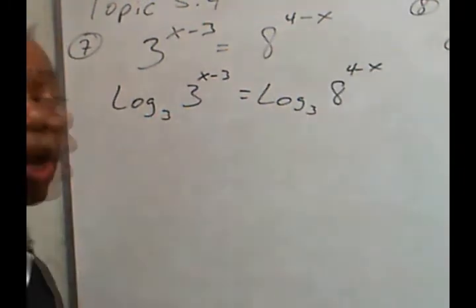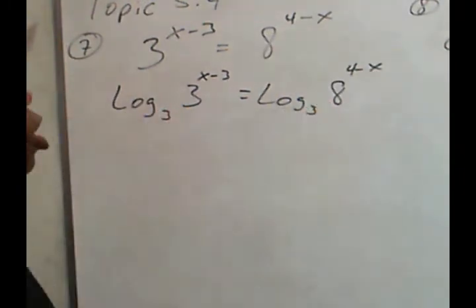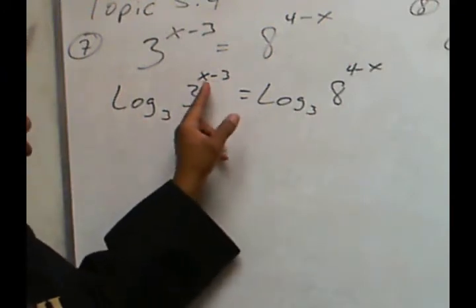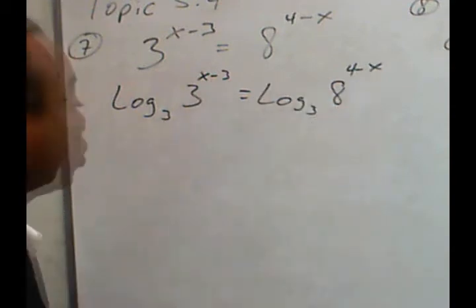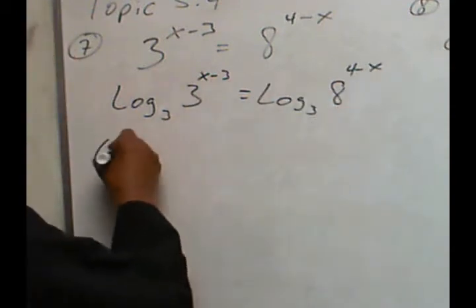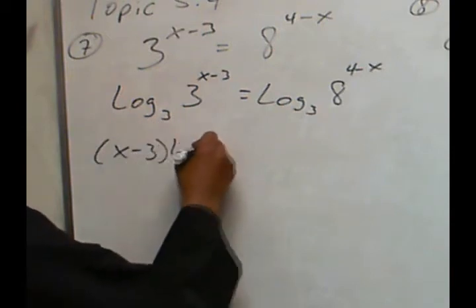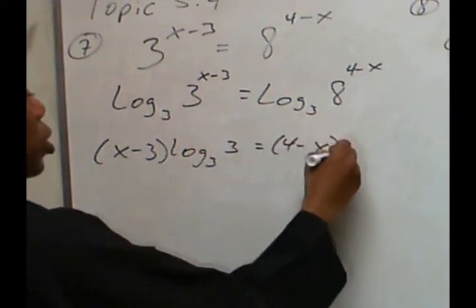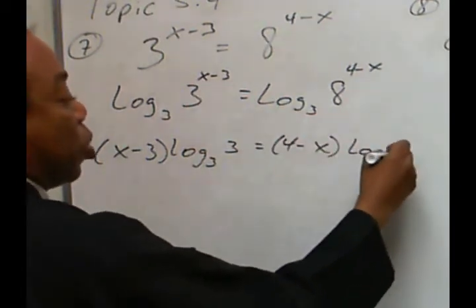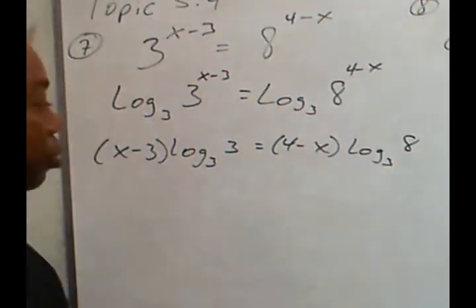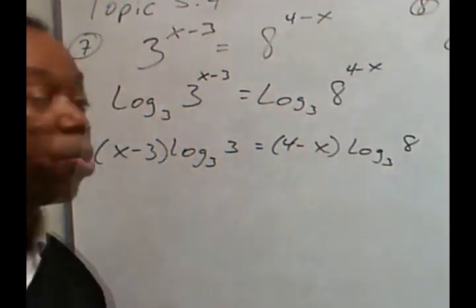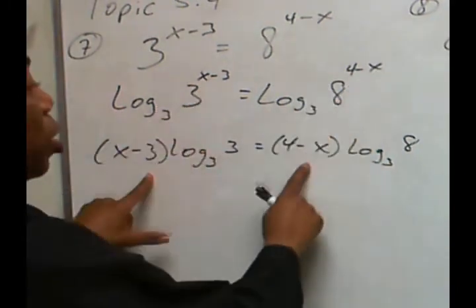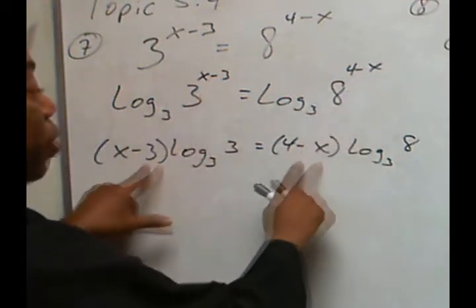Now, there are two reasons why I introduced the log base 3 to both sides. The first reason is that the logarithm has the property that we can take these exponents down and make them coefficients. So this will become x minus 3 times log base 3 of 3. And this will become 4 minus x times log base 3 of 8. So, again, the first reason why I've introduced a log on both sides is that it gave me the ability to take the exponents down and make them coefficients.